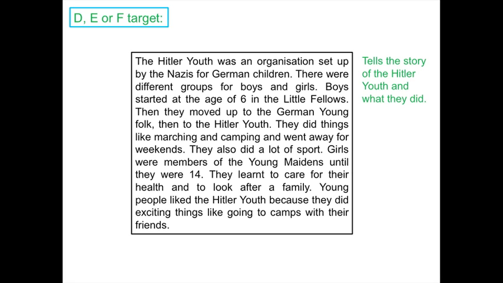Examiners' comments on this answer are that it tells the story of the Hitler Youth and what they did. It's got good knowledge in there, shows they understand the Hitler Youth and how it worked. Therefore, again, this is a 5 out of 9 mark answer.